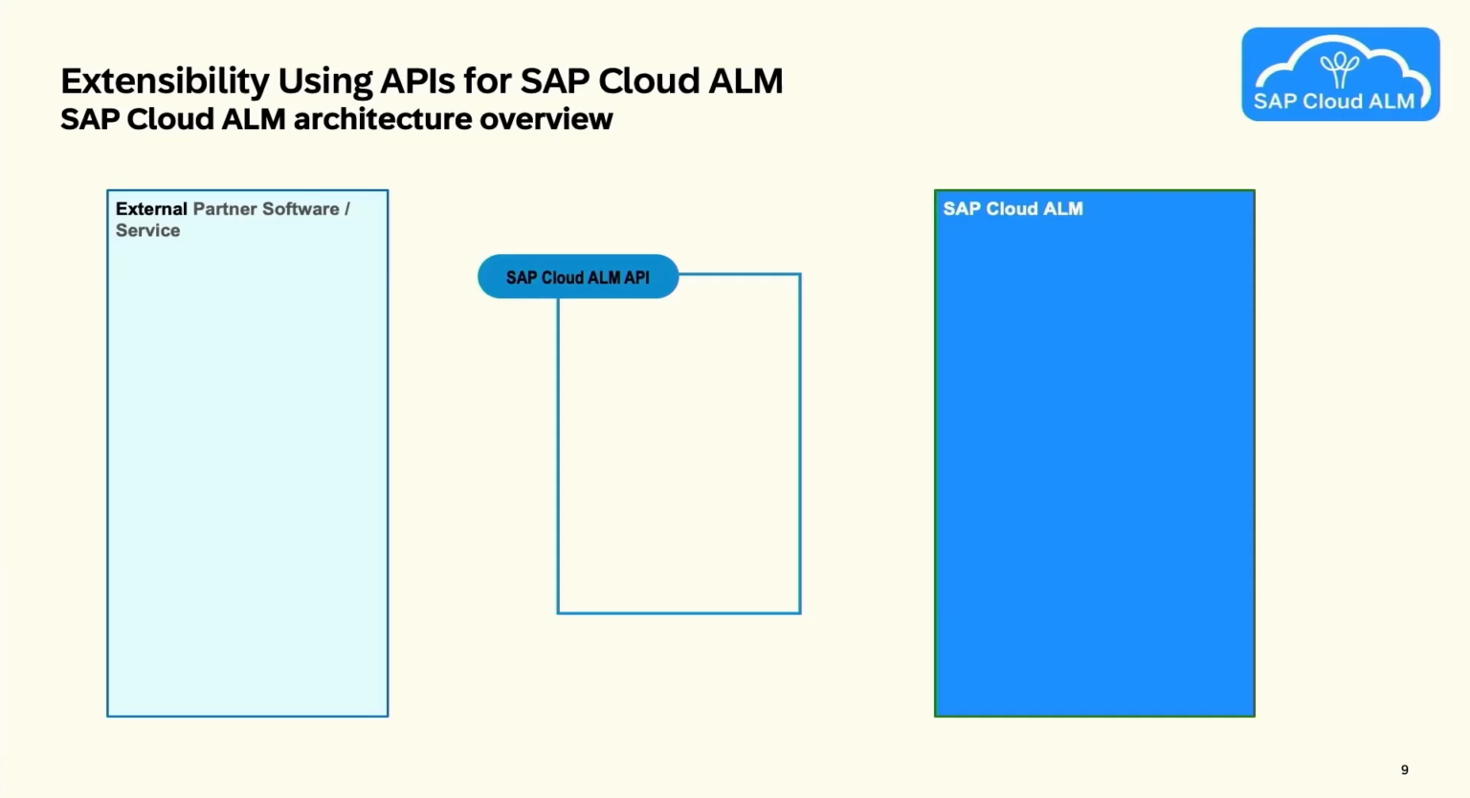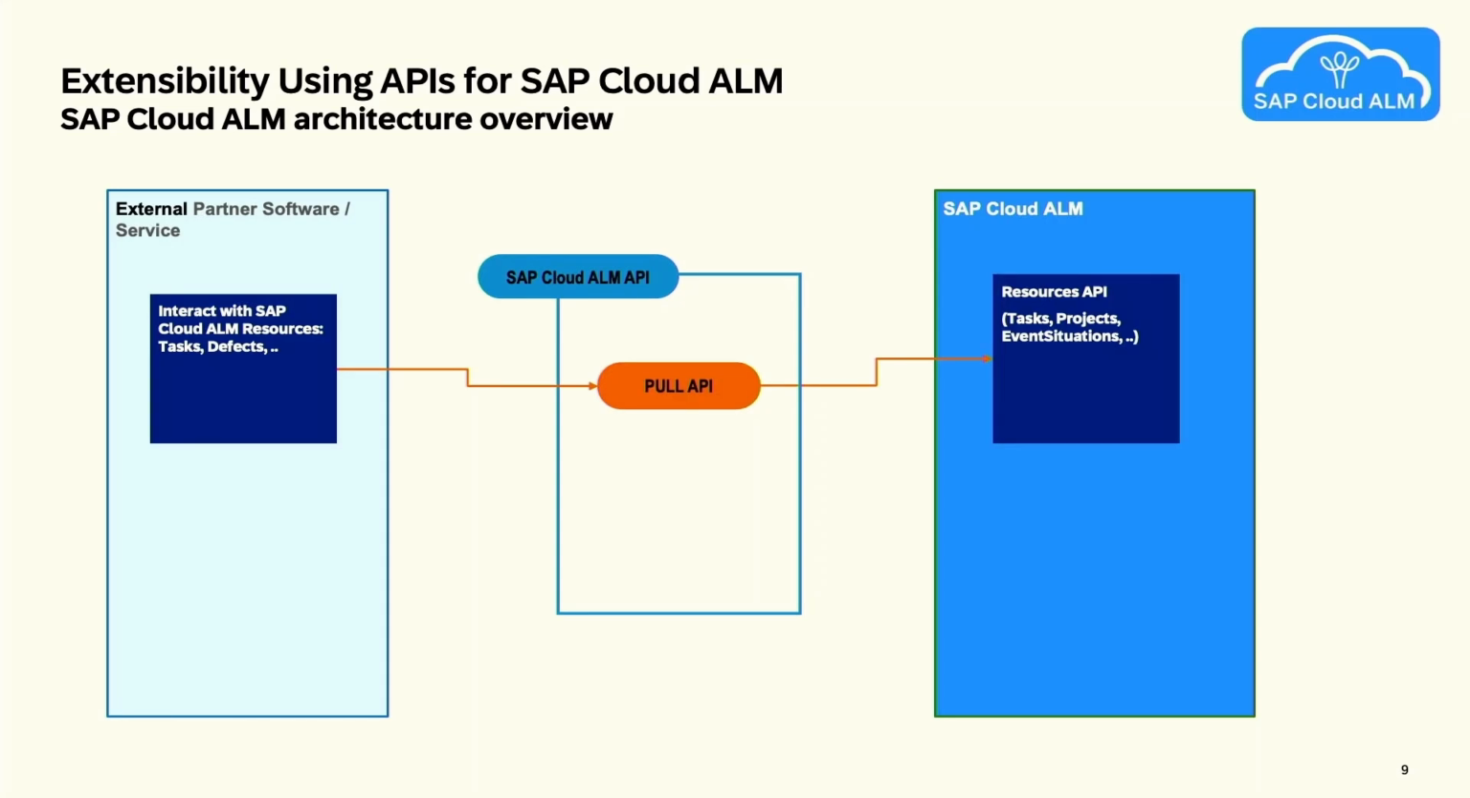So let's see the architecture overview of the integration between SAP Cloud ALM and an external system. On the left, you have an external system, a partner software or service. And on the right, you have SAP Cloud ALM. The first way of integration is the pull API, or inbound API. Mainly they are the transactional APIs. So they are here to manipulate objects in SAP Cloud ALM. A resource like you create a task or you update a project using this API.